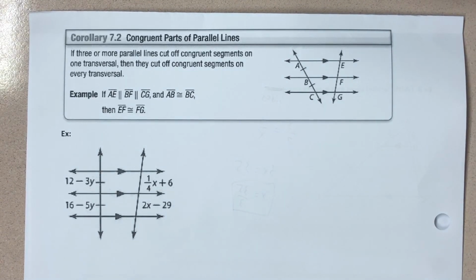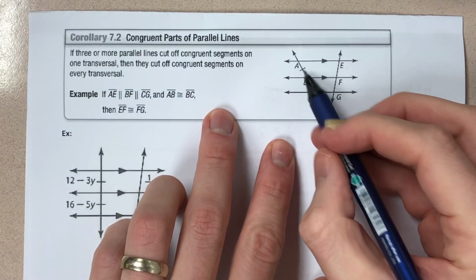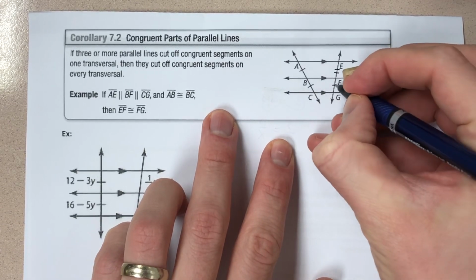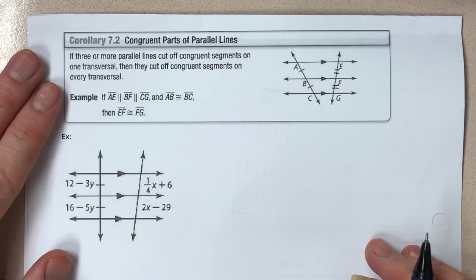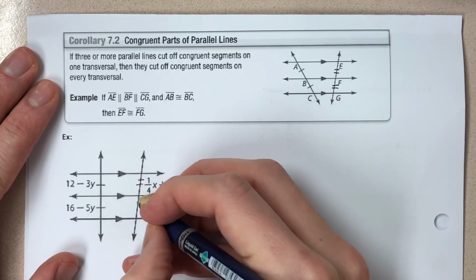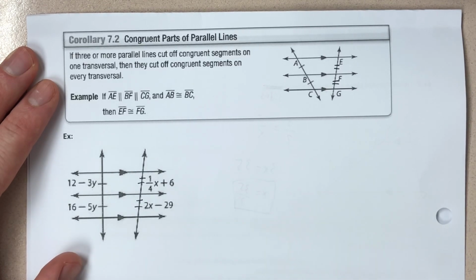So this corollary based off of the one we have before is saying if 3 or more parallel lines cut off congruent segments on one transversal, then they cut off congruent segments on every transversal. So this first transversal here, we said AB's congruent to BC, so we can say EF is congruent to FG. So if you want to mark those in, that might be helpful for your memory there. And then we can do that the same on this diagram. So if these two are congruent, these two are also congruent to each other, not to the other ones.